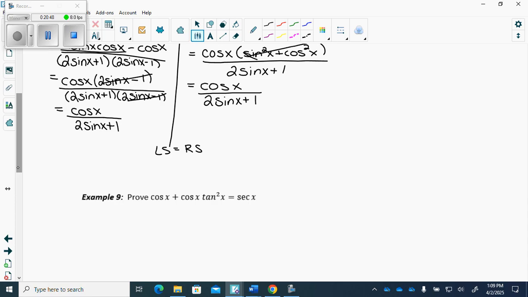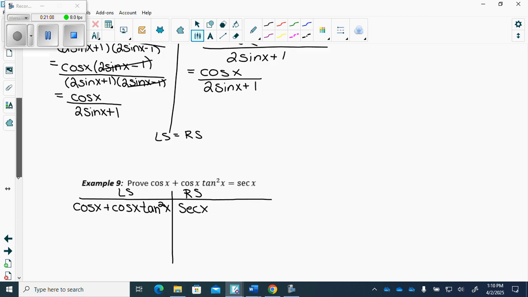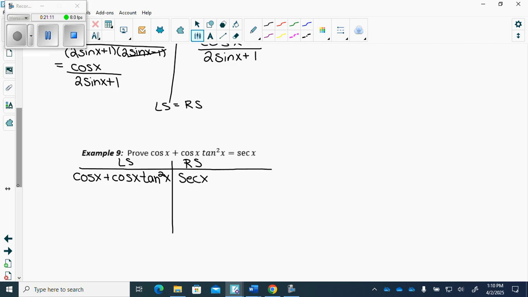Okay, then we'll try example 9 together. So we have LS, RS, rewrite it. Cos x plus cos x tan squared x. Secant x. What can we take out of cos x and then cos x tan squared x? Take out a cos x. And then we're left with cos x divided by cos x is 1, plus cos x tan squared x, take out a cos x is tan squared x.